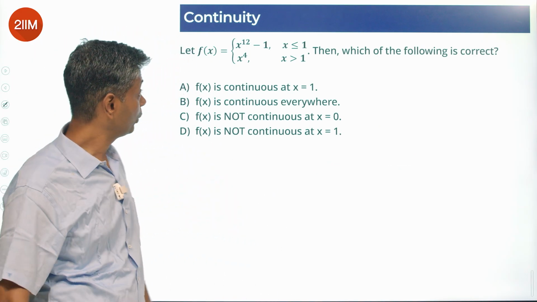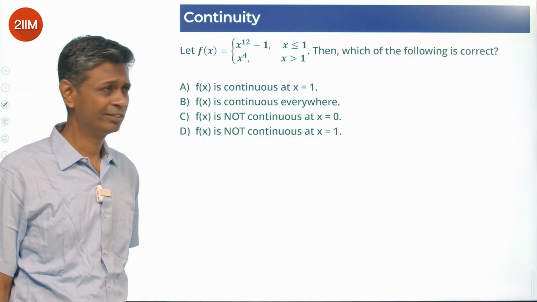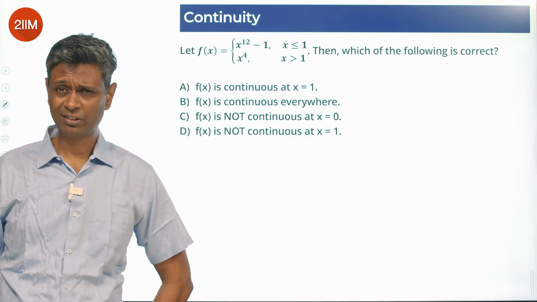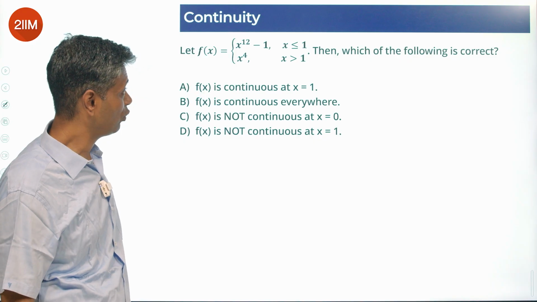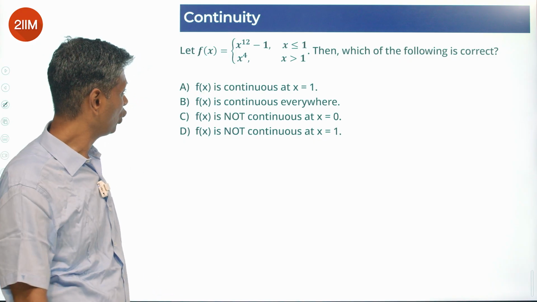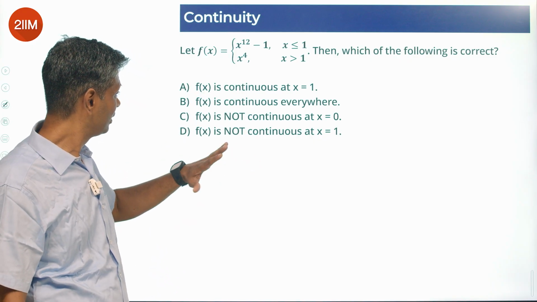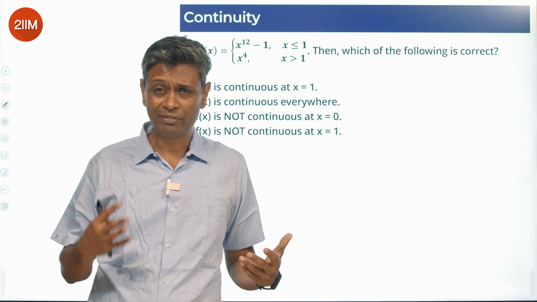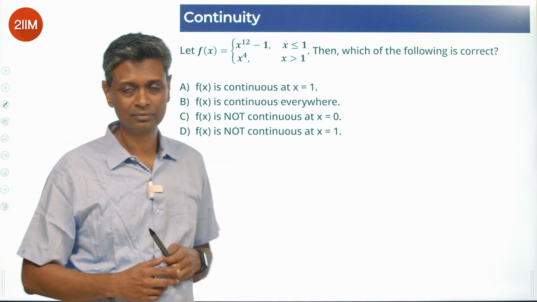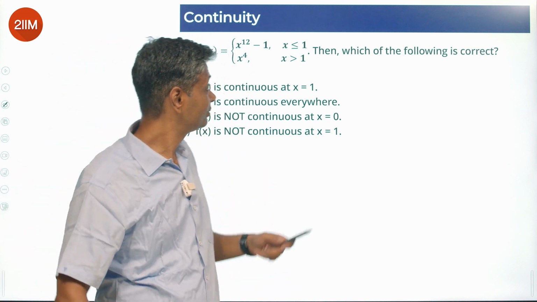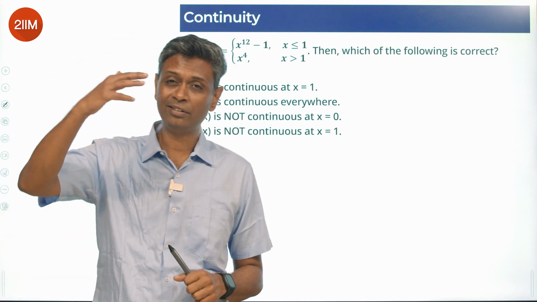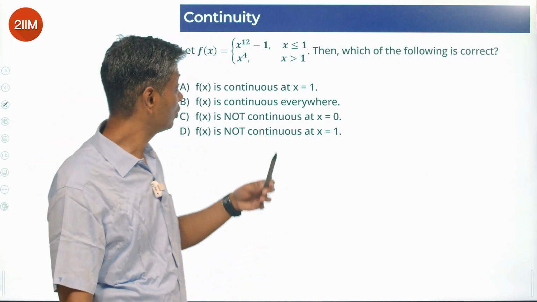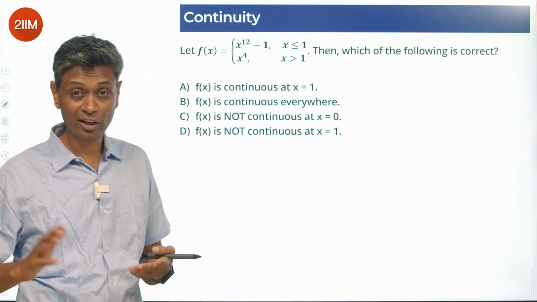Let f of x equal x to the power 12 minus 1 when x is less than or equal to 1, and x to the power 4 when x is greater than 1. Which of the following is correct? Fine. So first of all, we're talking about continuity throughout. The only point where you have to really worry is 1. Greater than 1 is a nice continuous curve. Less than or equal to 1 is again a continuous curve.